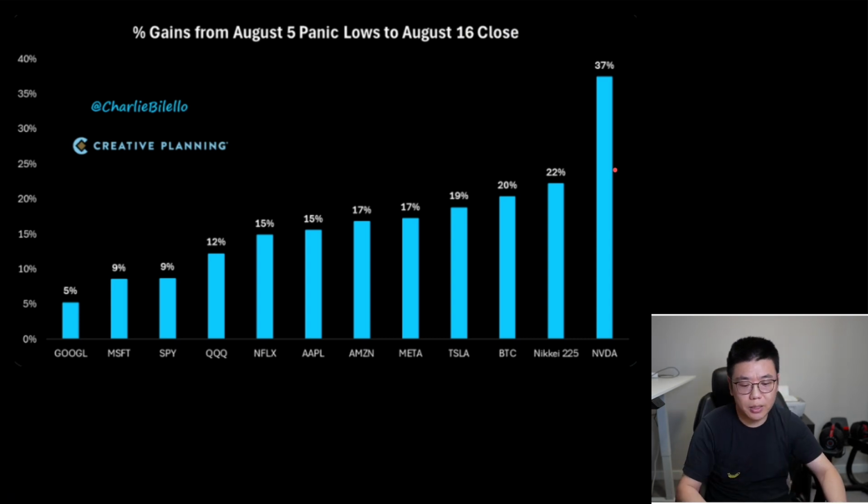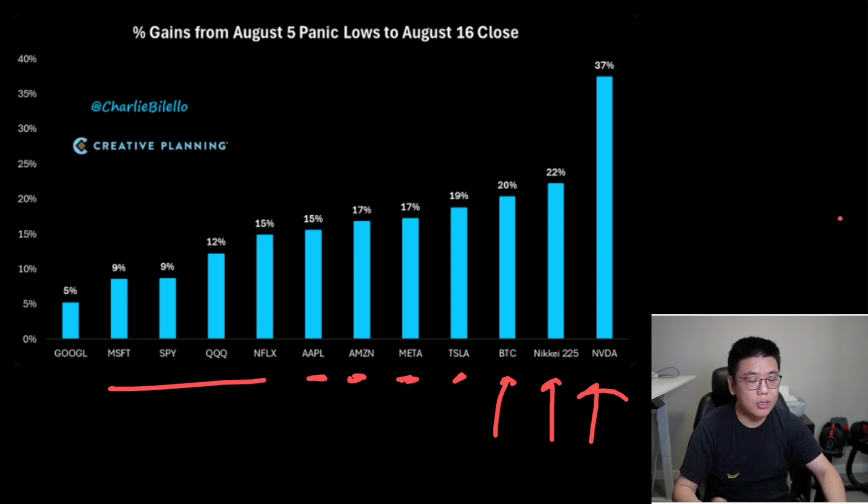Of course, when the VIX is going down, the stock market usually does the opposite, right? The stock market is making a lot of gains. In the 7 trading days since the spike of August 5th, we're seeing Nvidia up 37%, Nikkei up 22%, Bitcoin up 20%, Tesla 19%, Meta 17%, Amazon 17%, Apple 15%, and so on. A lot of profits were made, so whoever bought the dip, it's been a successful trade.